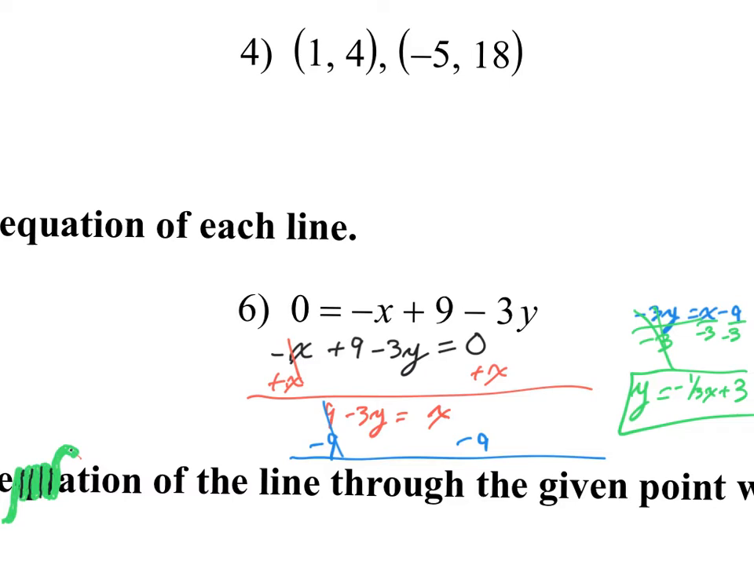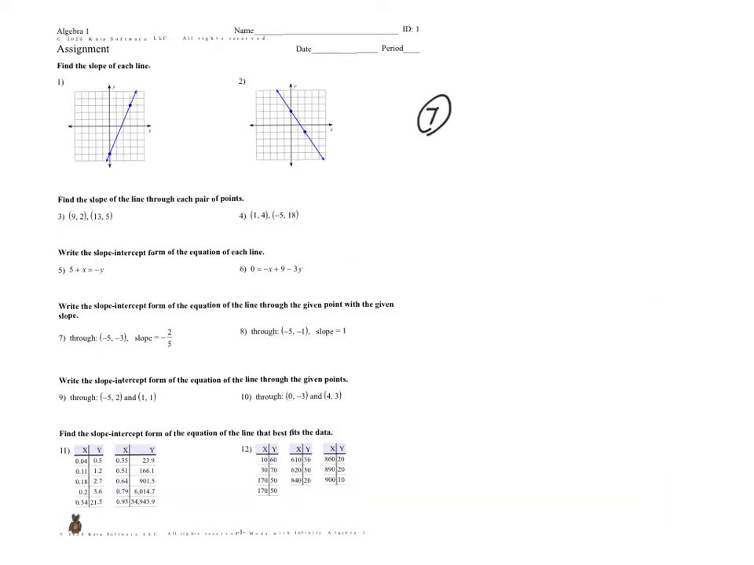All right, let's move along to our next one. Number 7 wants us to find the equation of a line through a point with a given slope. Anytime we're looking for the equation of a line, we need two things to write the equation: the slope and the y-intercept. Those are m and b.